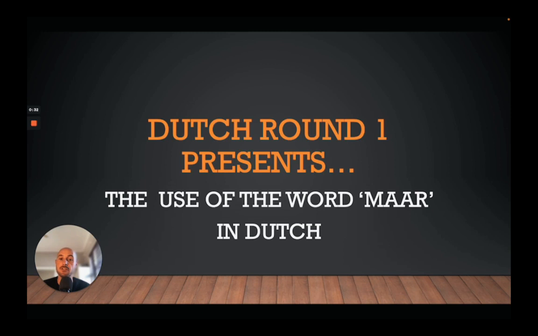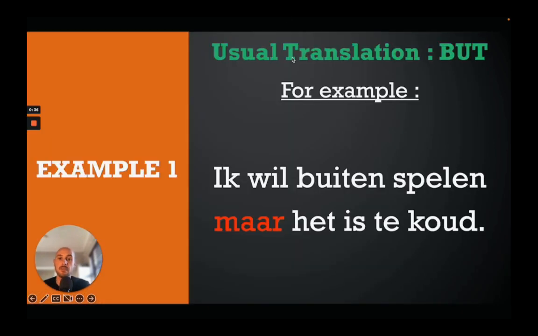But without much further ado, let's go straight for our grammar lesson. And we'll start with the most normal use, if you can say it that way. And basically, maar is translated as but. Alright, so how will we do this lesson? You'll see a translation on top. And then we'll take a look at an example, I'll translate it and I'll explain the use of the word maar in Dutch in that case.